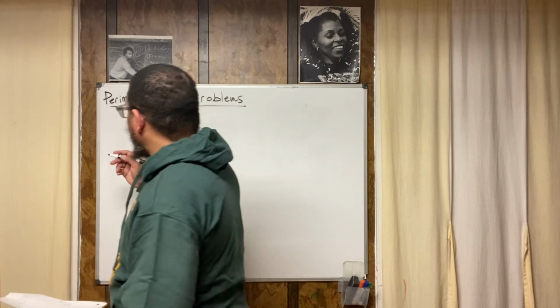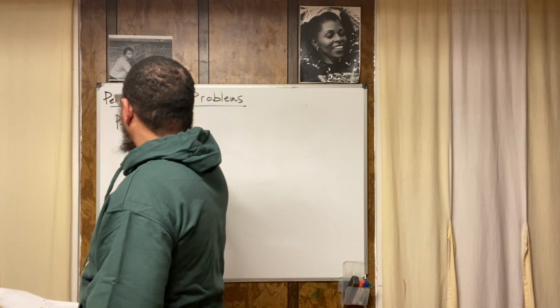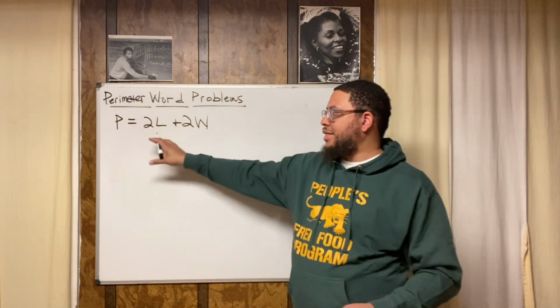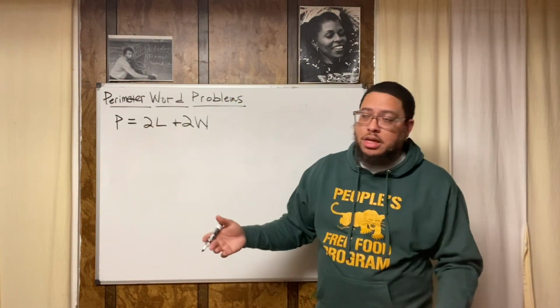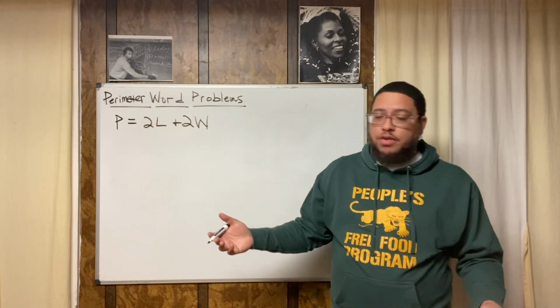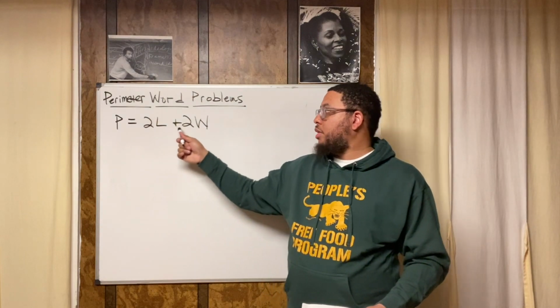So the formula for the perimeter is going to be P, which stands for perimeter, is equal to 2L plus 2W. Now that's a condensed formula. You might see somebody that might just say L plus W plus L plus W. You also could say it that way if you wanted to. But I like this formula, P equals 2L plus 2W.